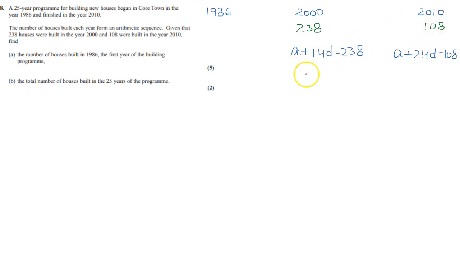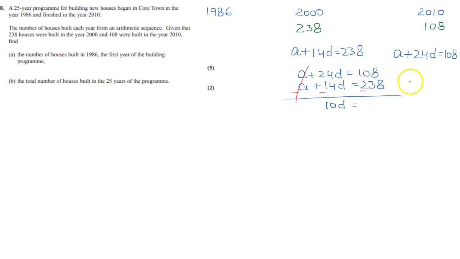So we can solve this. A plus 24D is equal to 108, and A plus 14D is equal to 238. We subtract. When we subtract, we change the sign. A minus A cancel. 24 minus 14 is 10D, and 238 minus 108 will be 130, minus 130. So D is equal to minus 13.